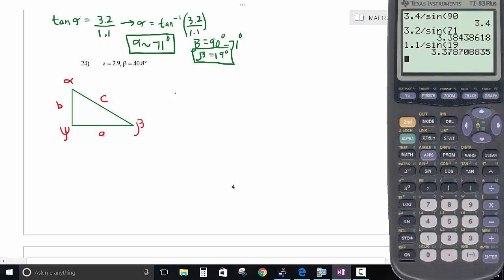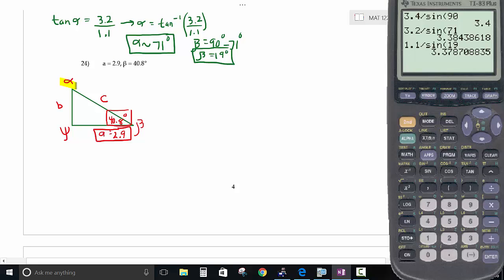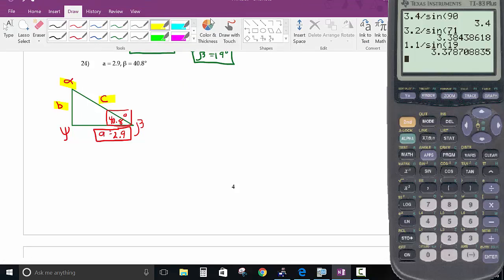Now this time in this problem, we have beta is 40.8 degrees. And we also have that side A is 2.9. So those are the two parts of this triangle we have. So I'm going to box those in, and then we're going to use trigonometry to find the rest. So what we need to find is alpha, side C, side B. We already know gamma is a 90-degree angle.